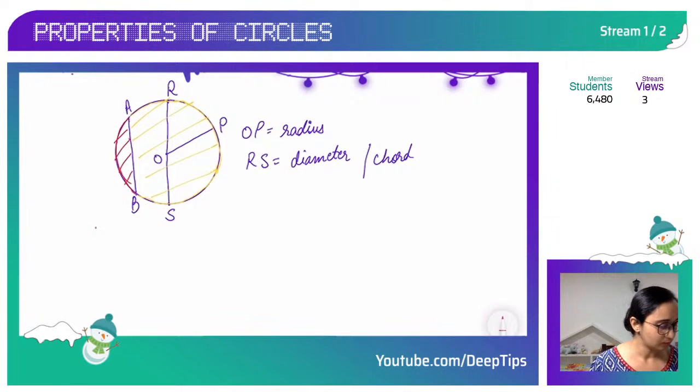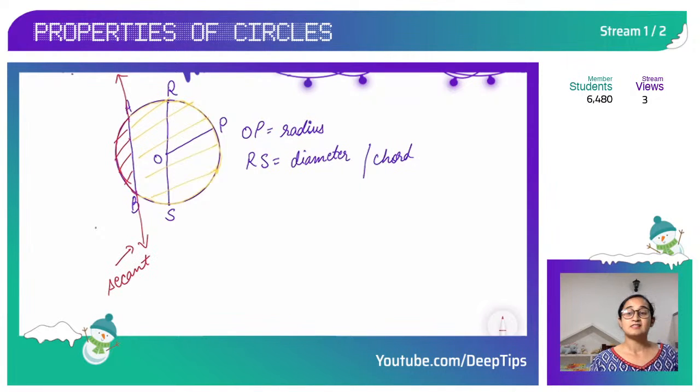Okay, now if I extend this chord to both the sides, what is it called? Then it is called a secant. A secant intersects a circle at two distinct points. So it is intersecting at points A and B. So this is called a secant.